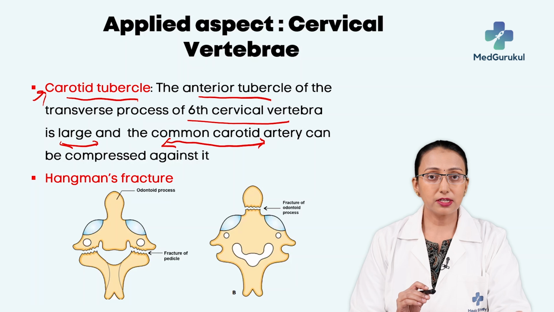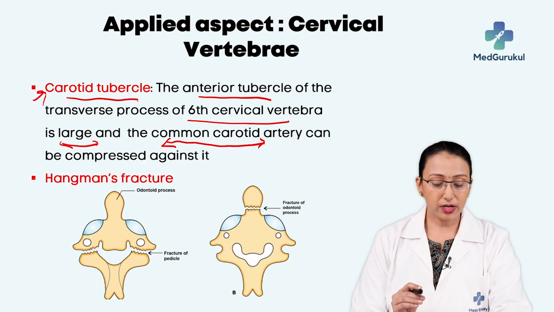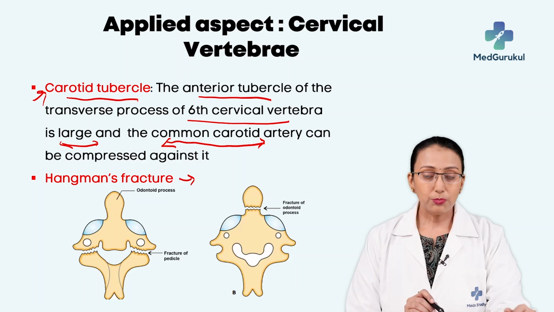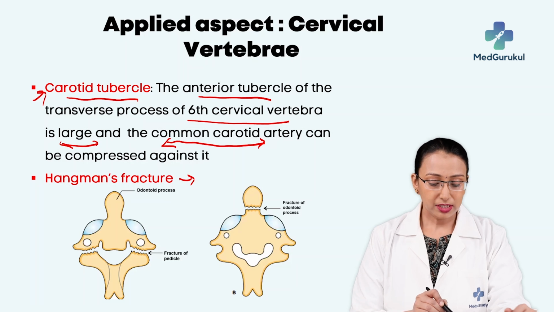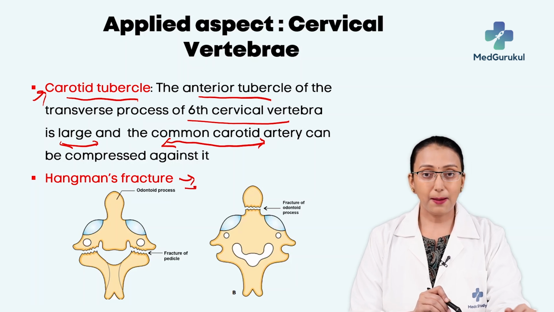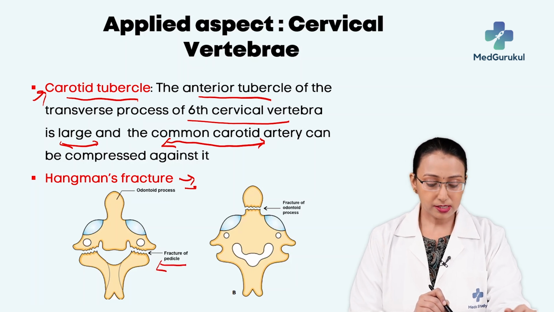Whenever there is complete flexion of the neck in these people, there will be compression of the common carotid artery leading to unconsciousness for a brief time. That is called syncopal attacks. One more important aspect to remember is the hangman's fracture. In the hanging condition, this happens in the axis vertebra, there will be a fracture usually in the pedicles of the axis vertebra leading to an enlarged vertebral foramen.